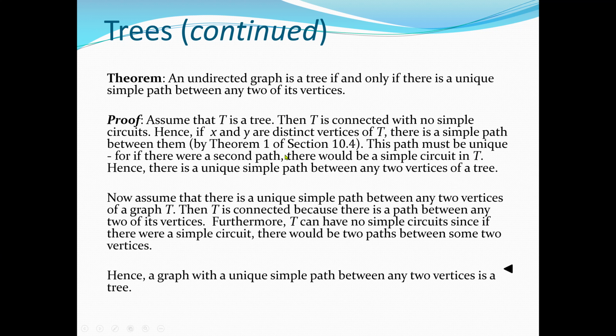We discussed this theorem in section 10.4 when we covered graphs, that's chapter 10, section 4. So this path must be unique. For if there were a second path, then there would be a simple circuit in T. And so there's a unique simple path between any two vertices of a tree.